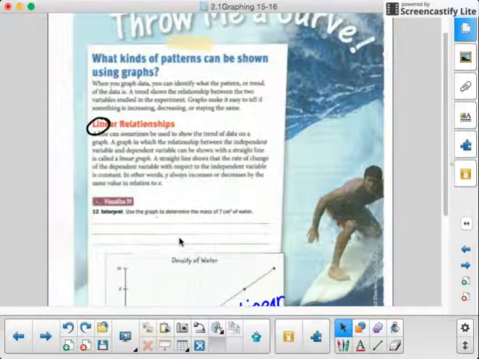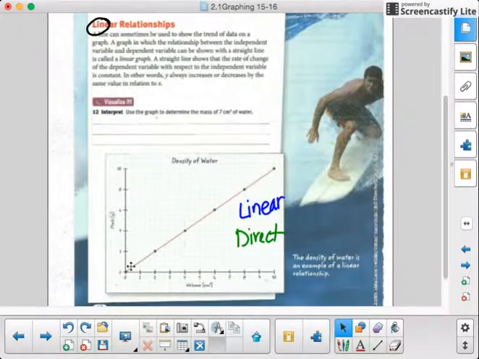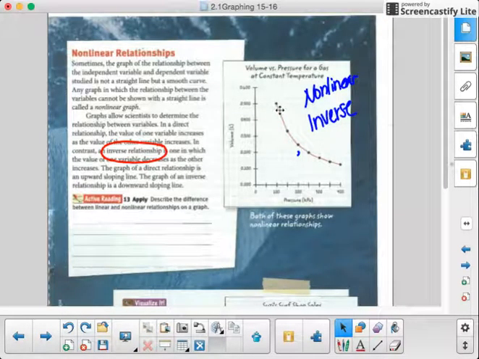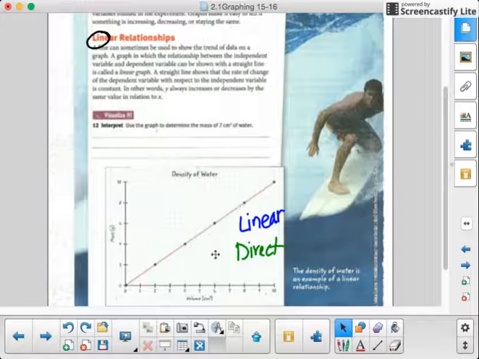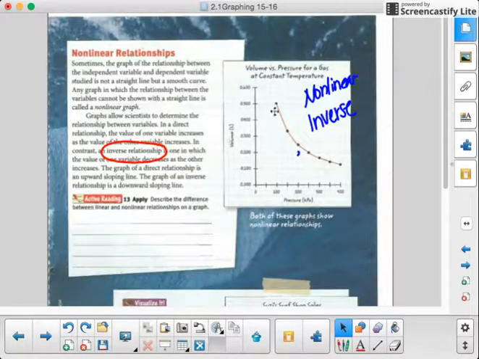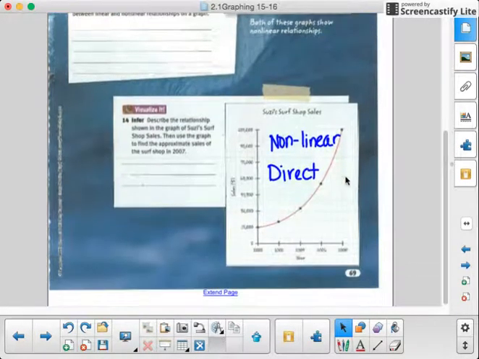Then on the last 2 pages of the lesson, we read about the difference between linear relationships, when the graph looks like a straight line that I could trace with a ruler, and nonlinear relationships, where the graph is a curved line. That's one of the learning targets, as well as direct relationships, when a graph like this goes up and to the right, both variables are increasing together, and inverse relationships like this one, where the graph goes down and to the right. As one variable increases, here it's pressure, the other decreases, volume is decreasing. So the graph of Susie's Surf Shop sales is both direct, it's moving up and to the right, and nonlinear because it's curved.